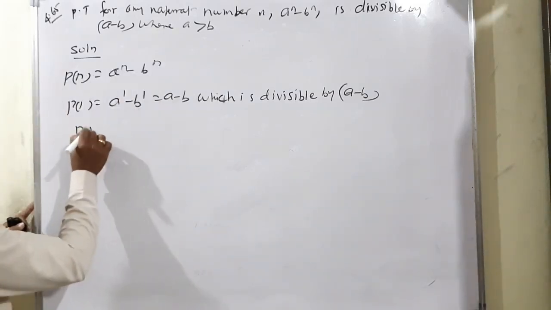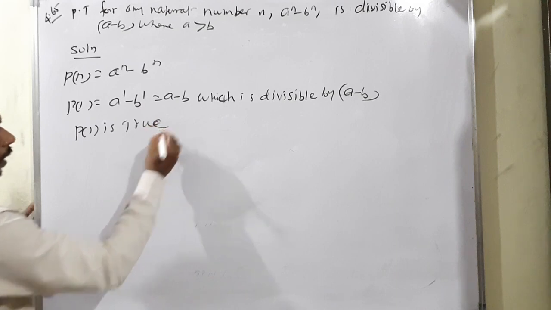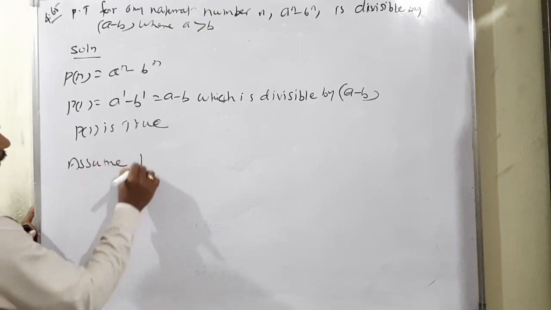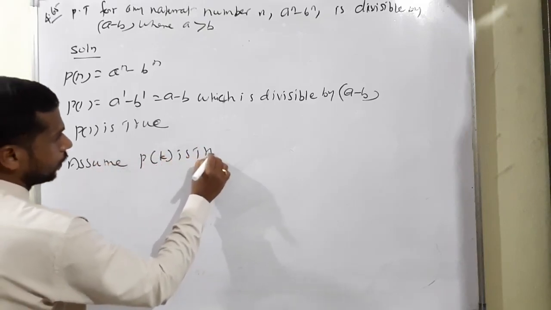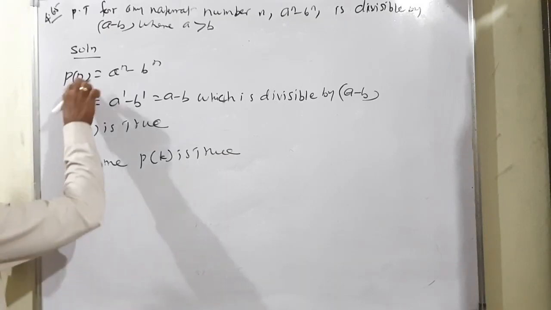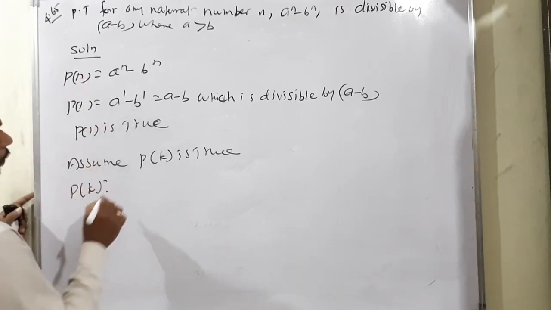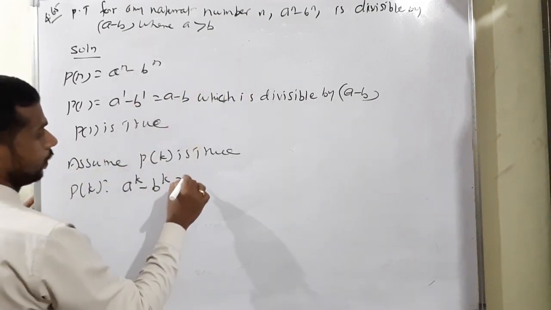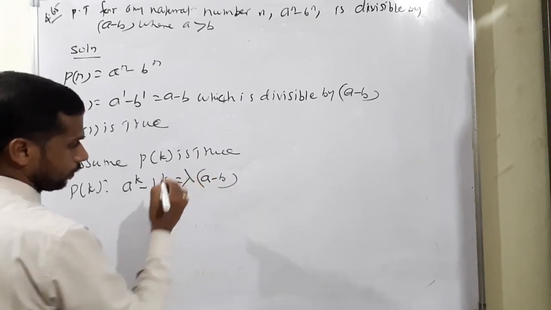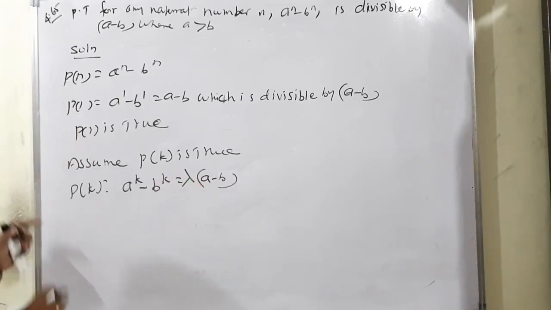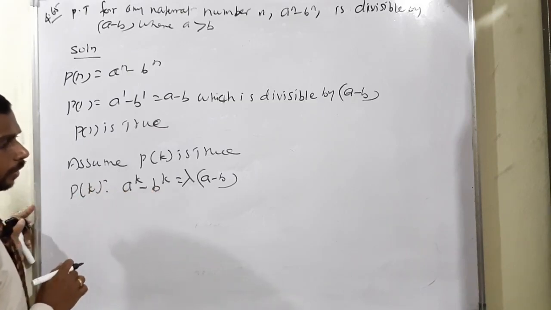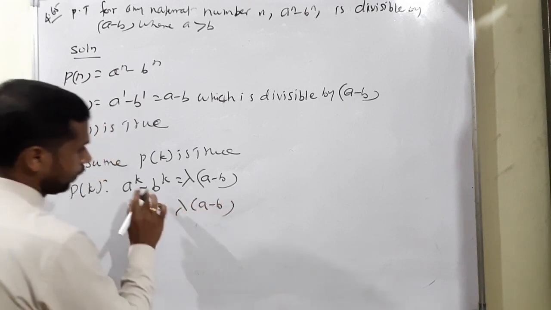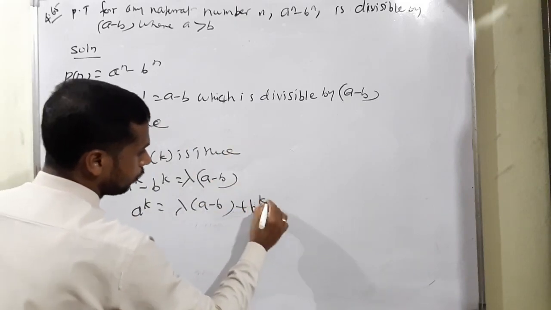So, we can say P of 1 is true. Okay, first condition is clear. Now, assume P of k is true, isn't it? So, P of k is true means instead of n, P of k means a power k minus b power k is divisible by a minus b. So, I will write it for some constant, okay, lambda into a minus b. Now, a power k minus b power k is equal to lambda into a minus b means a power k is equal to lambda into a minus b, bring out opposite sign means positive b power k.